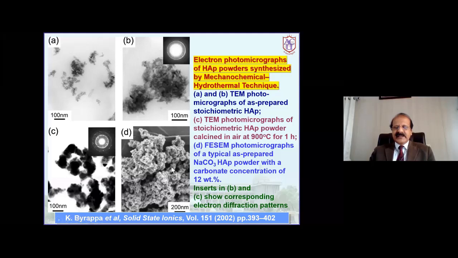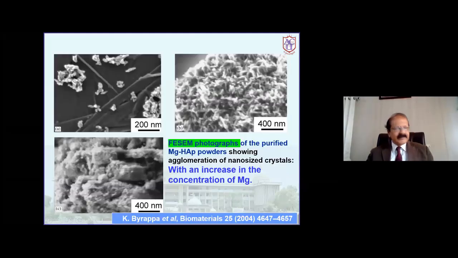Then this is the field emission scanning electron micrograph of as prepared sodium carbonate doped HAP powder, to get the carbonate into the system. Okay, and we can remove sodium easily by dissolving in water. So these inserts show the EDS patterns for these. And these are the field emission scanning electron microscope images of the pure hydroxyapatite prepared using the mechanochemical hydrothermal reactions.